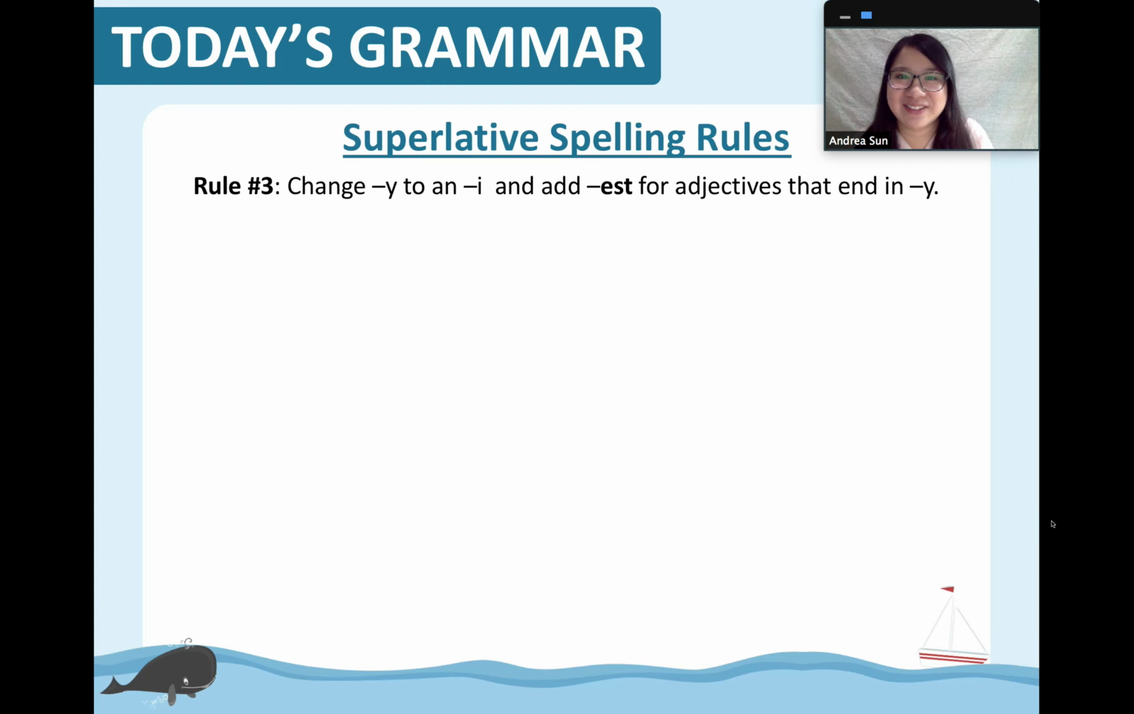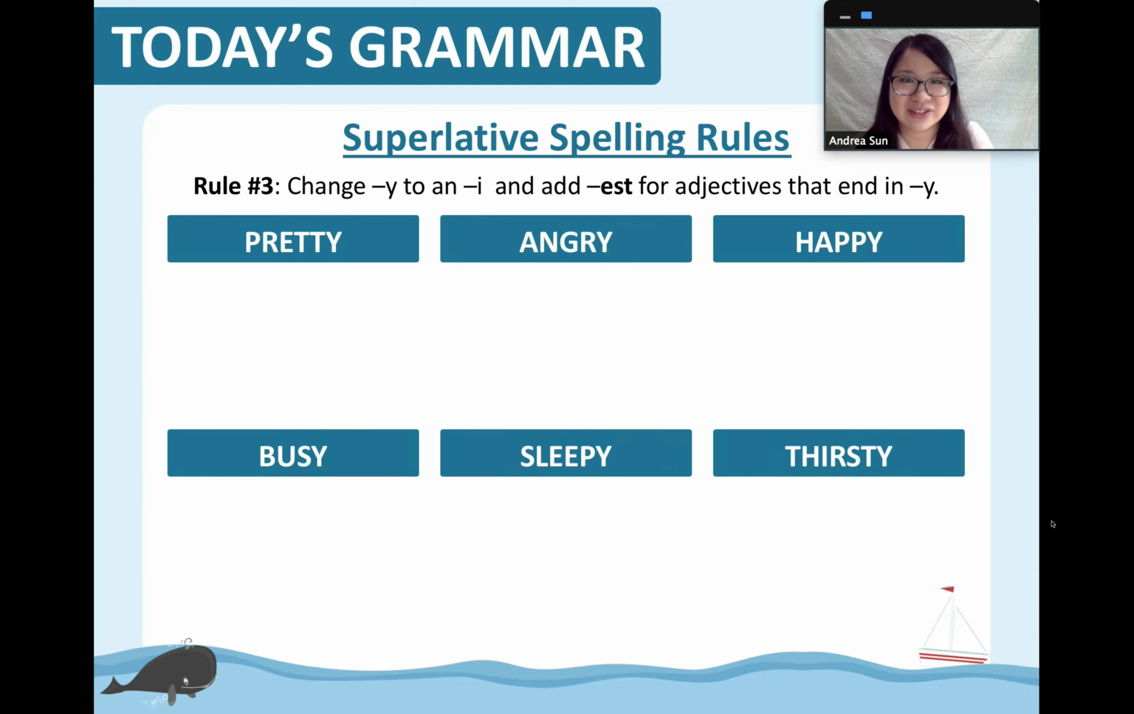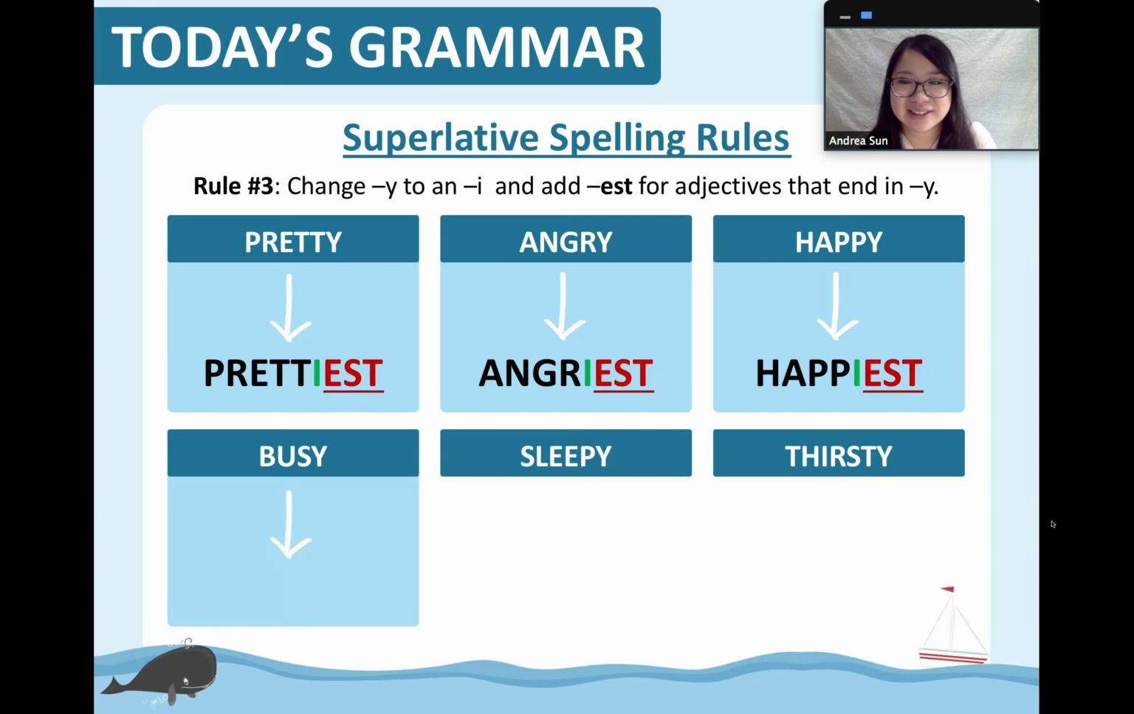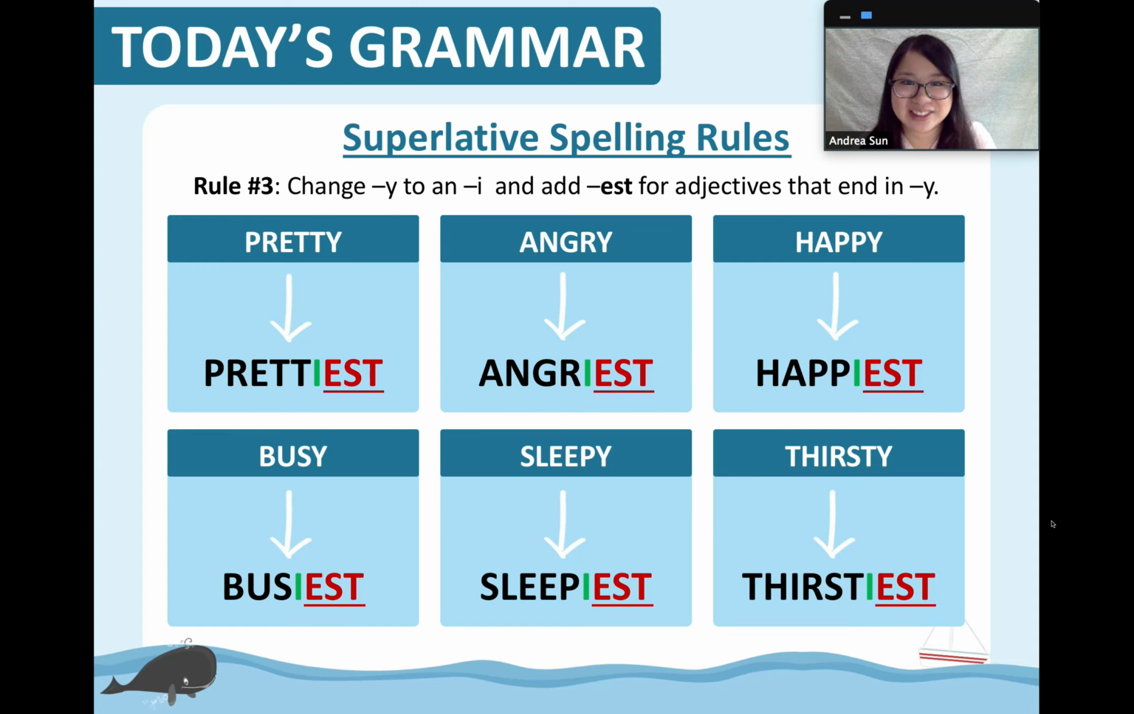If the adjective ends with Y, we need to change Y to I and then add EST. So take a look at these adjectives. Let's change them to the superlative form. Pretty, prettiest. Angry, angriest, happy, happiest, busy, busiest, sleepy, sleepiest, thirsty, thirstiest. Look at the I. Okay, we change Y to I.